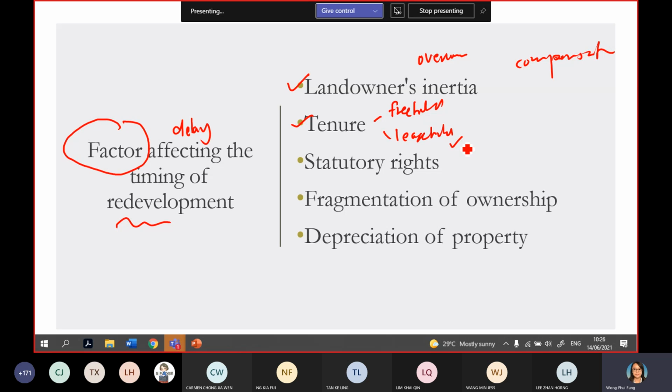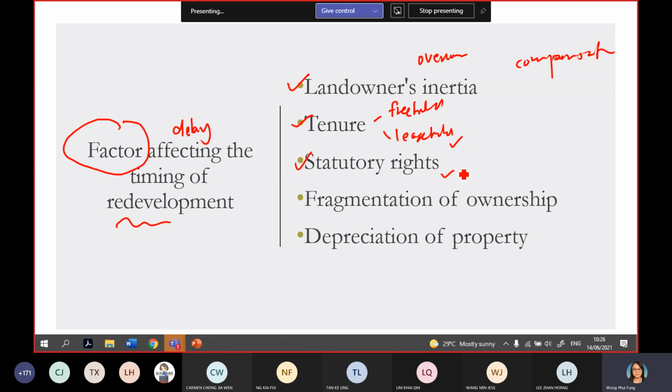But leasehold will be quite difficult. Leasehold of up to 99 years actually belongs back to the state government. So that will also affect the developer, whether they can take that piece of land or not, because it goes back to the government. Okay, so freehold and leasehold will affect the redevelopment process.